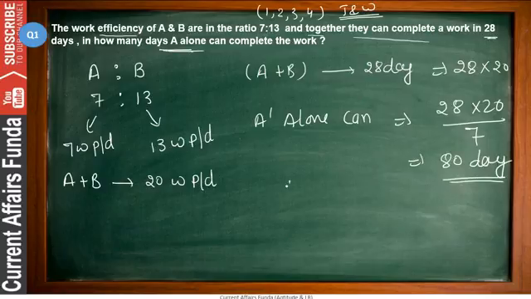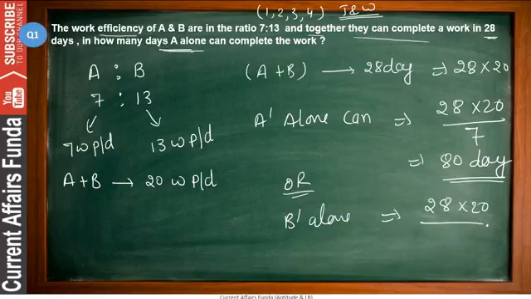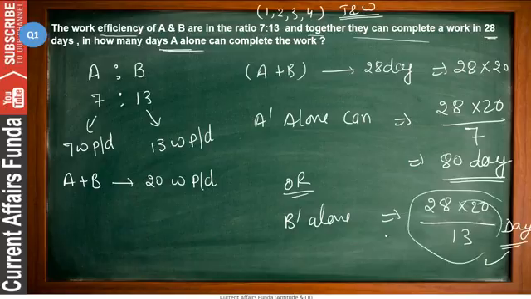And if the question is asked the other way, how much time will B alone take to complete the whole work, we can say 28 into 20 divided by the efficiency of B, that is 13. So this is the total number of days by B. Friends, this is the shorter way to solve this kind of problem, but you don't need to follow this method in your exams.